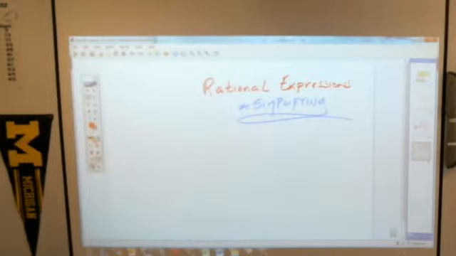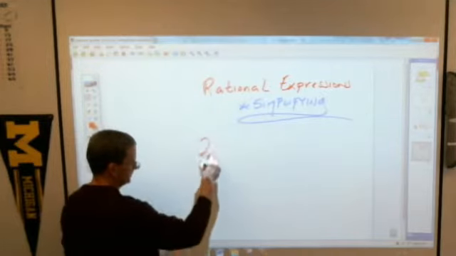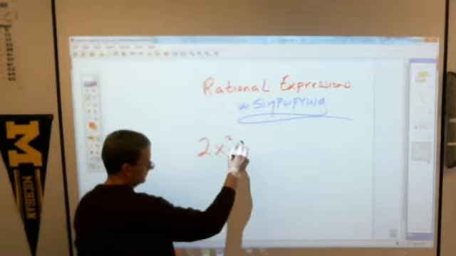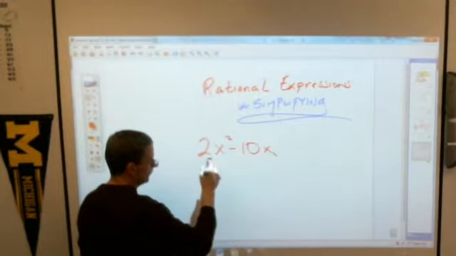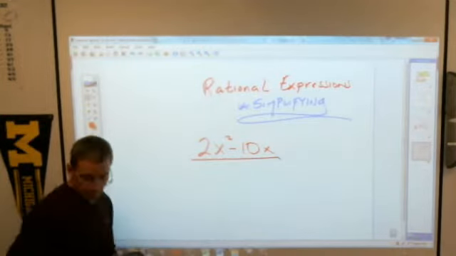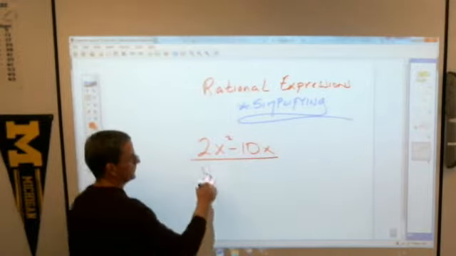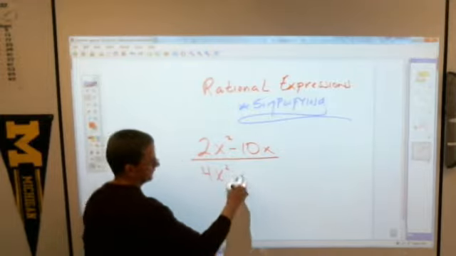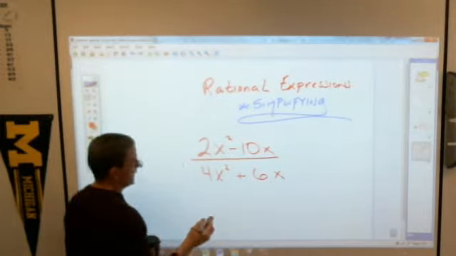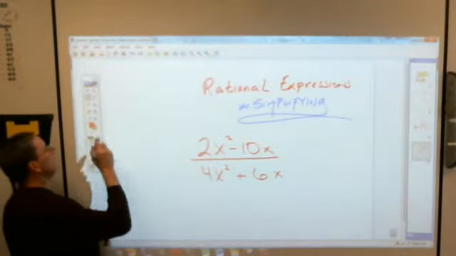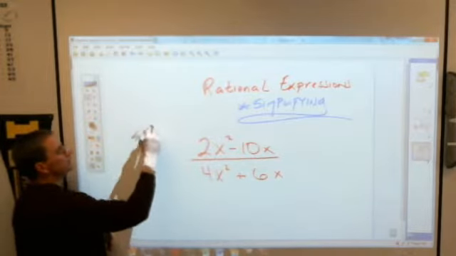Here we go. 2x squared minus 10x over, ladies and gentlemen, 4x squared plus 6x. And the directions tell you to simplify.